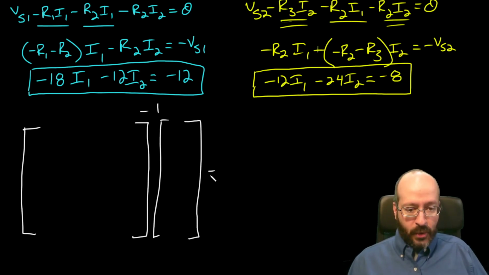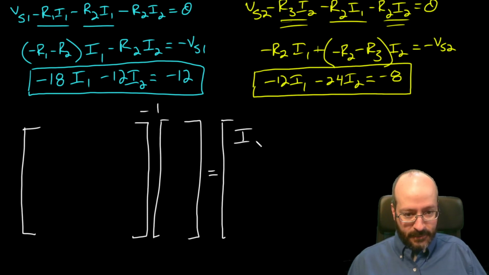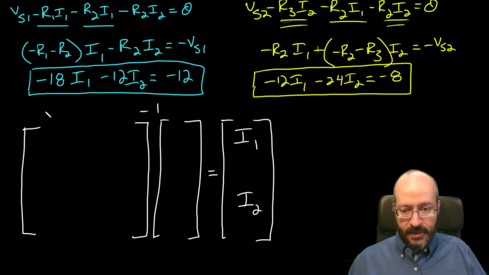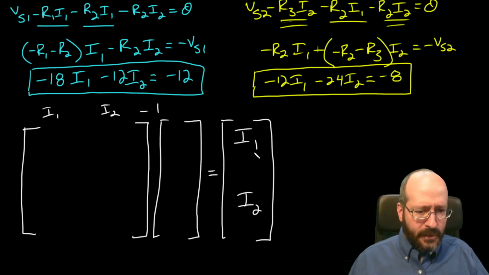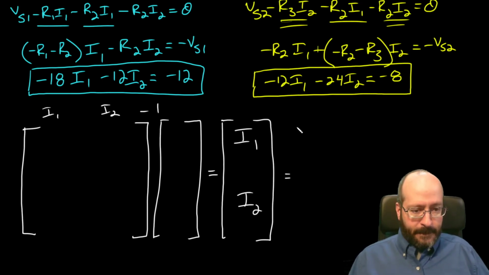And multiply it by the right-hand side, and that's going to give me my vector of unknowns, I1, I2. Okay, the order here determines the order of the coefficients here. Hopefully you've seen that in my other videos, but keep in mind that that order is important over here. Okay, so we're going to get these two equations in.